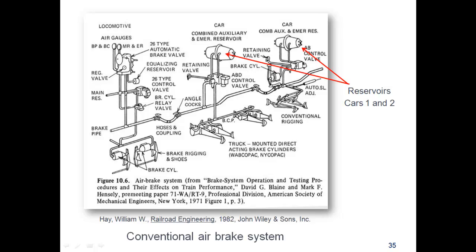You can see on this diagram, the locomotive is on the left. When the engineer applies the brake, he releases air from the brake line. A triple valve on each car detects this pressure reduction and then routes air from each reservoir on each car to the brake cylinder on that car.